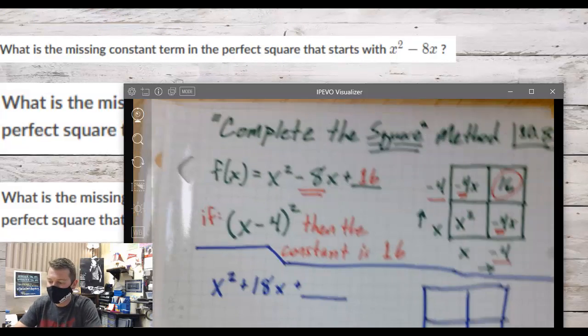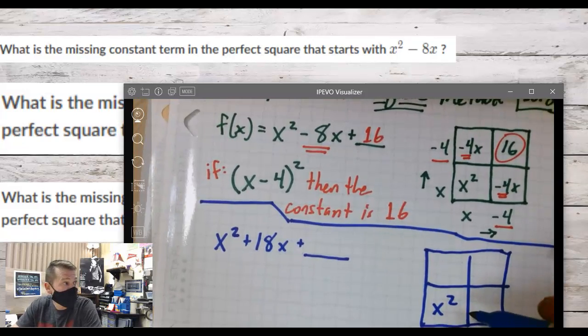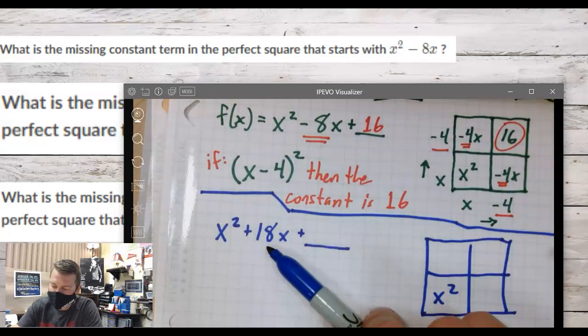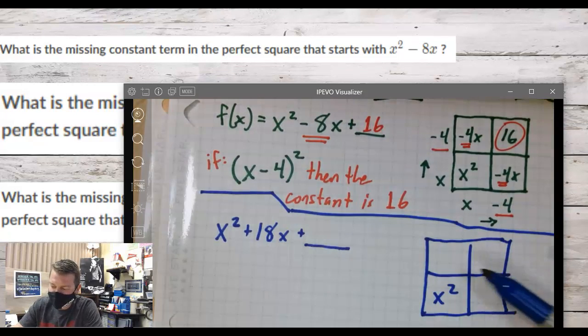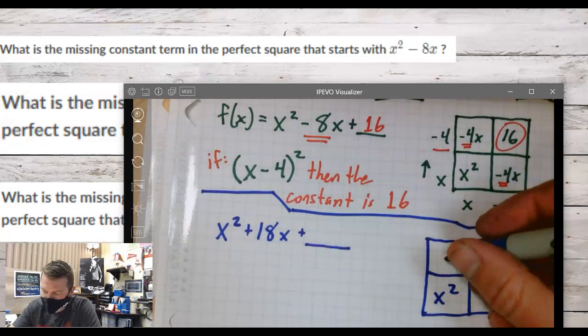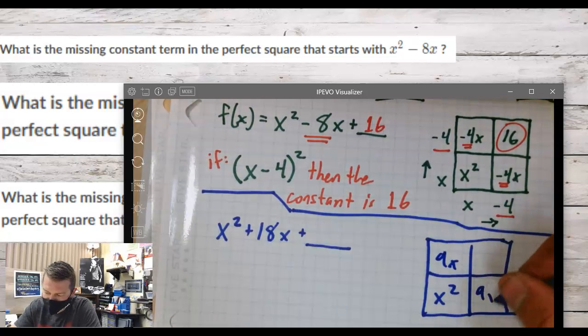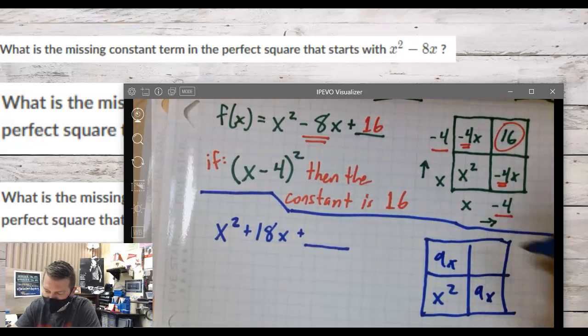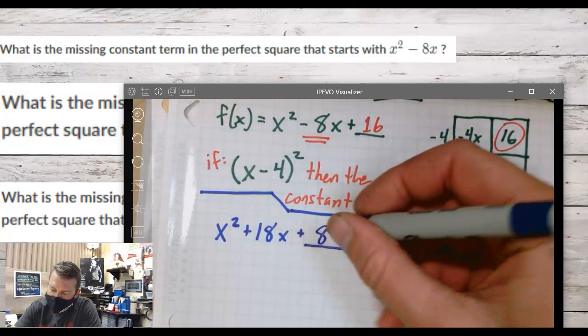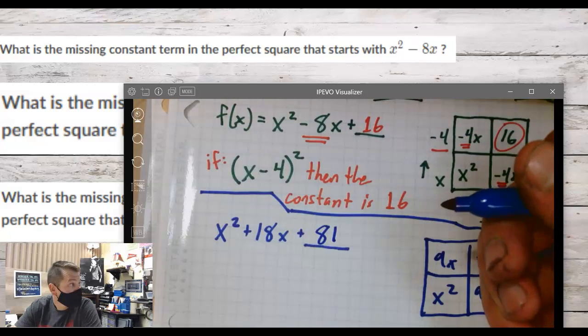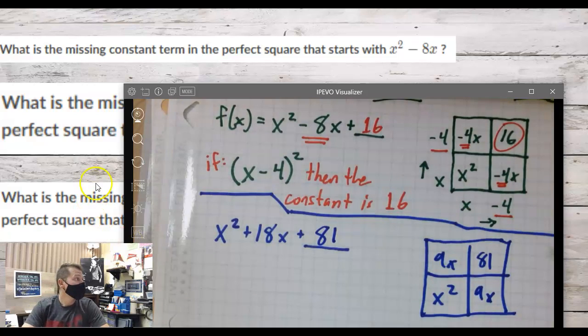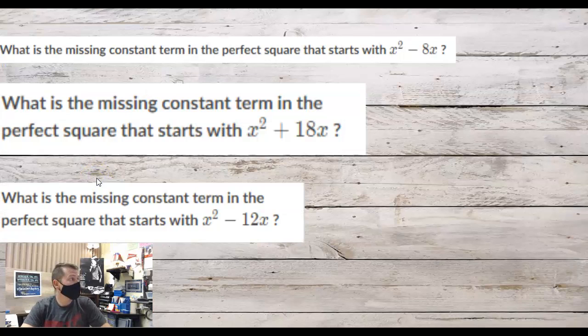I'm going to try to pull us back in. X squared. If we split our bx, because we said we have half b in each of these, we'd have 9x. So then what would our constant become? 81. For x squared minus 12x.